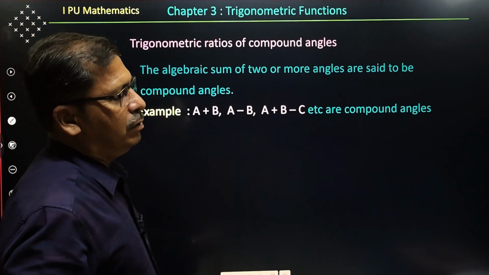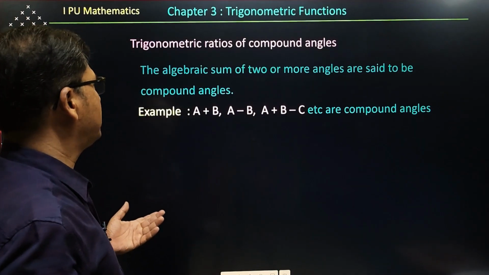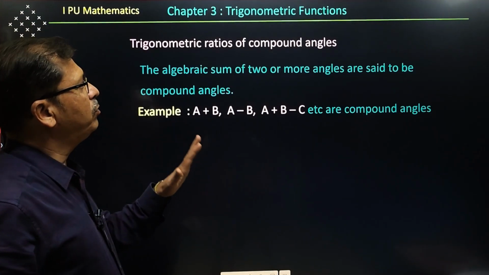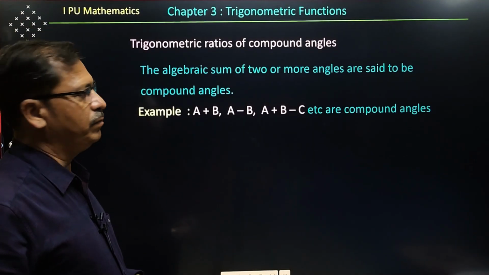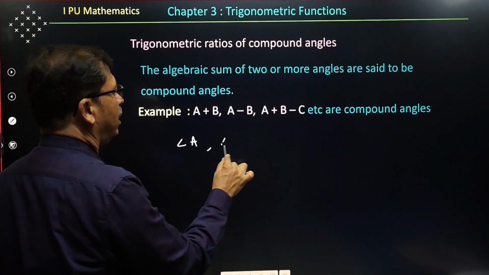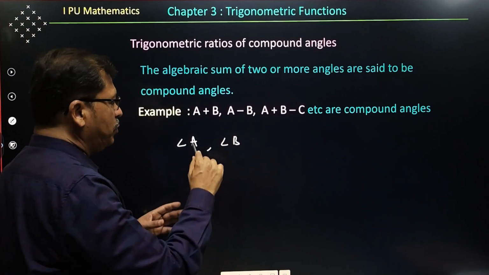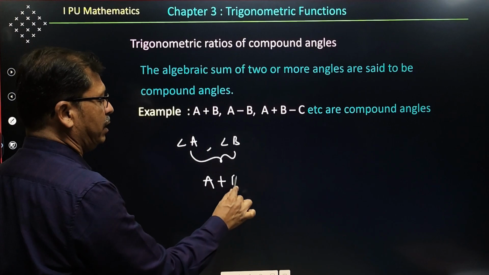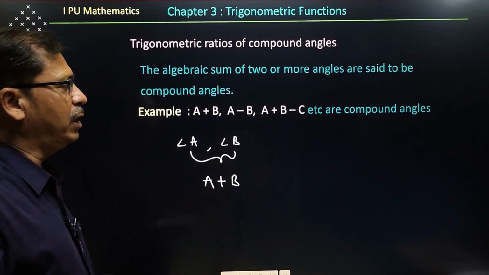See, what are compound angles? That you have to understand first. The algebraic sum of two or more angles. See, suppose A is an angle, and B is another angle. If you take the sum of these two, algebraic sum, simply I would like to write A plus B. This is going to form a compound angle here.